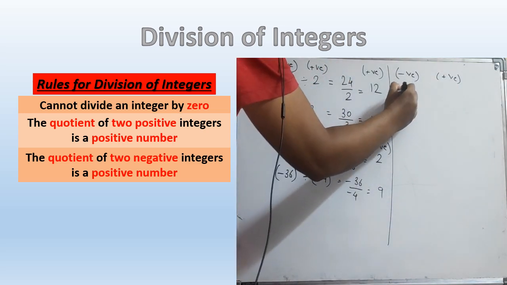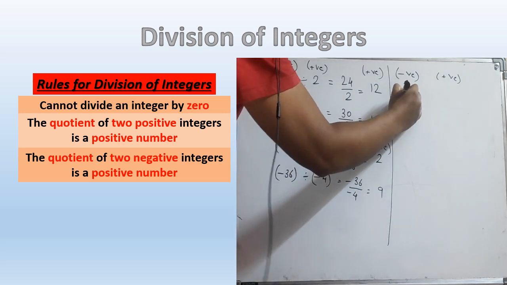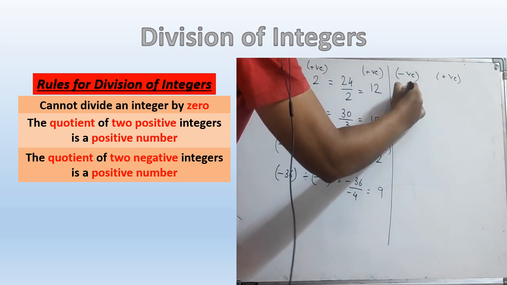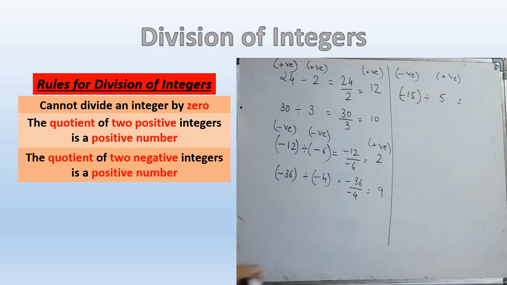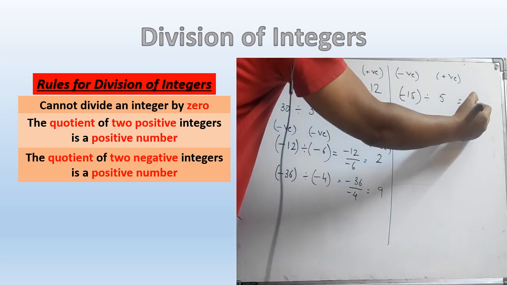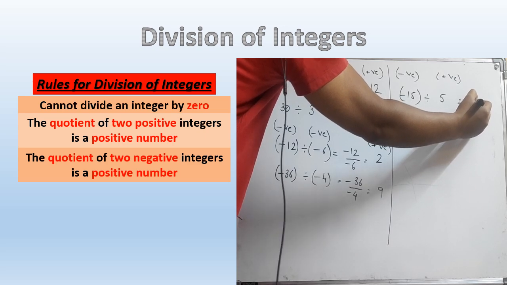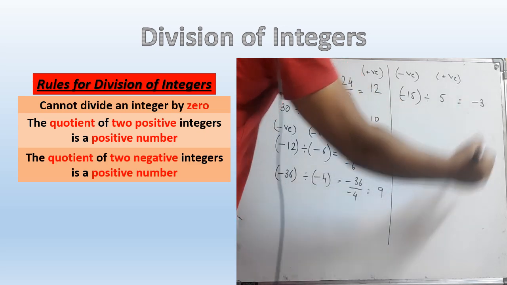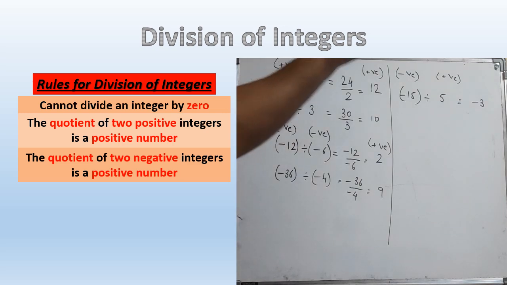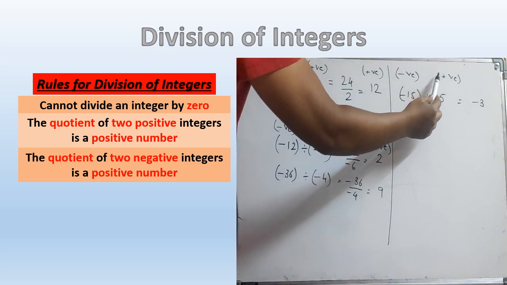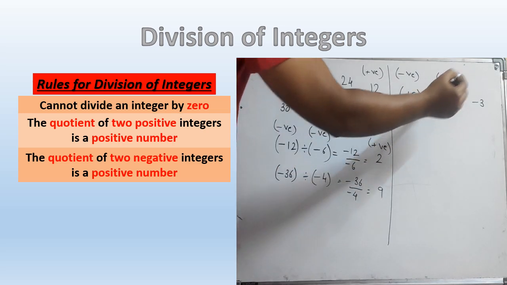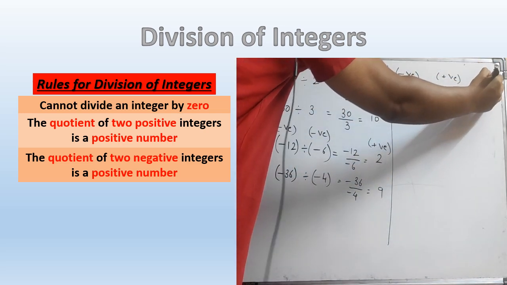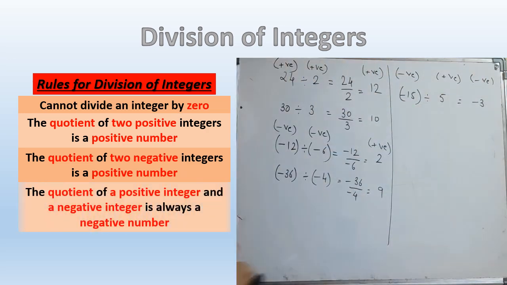Let us consider minus 15 divided by positive integer 5. Minus 15 divided by 5, the answer will be minus 3. Remember, in multiplication, negative into positive is negative. Same here, negative divided by positive, the resultant quotient will be negative.